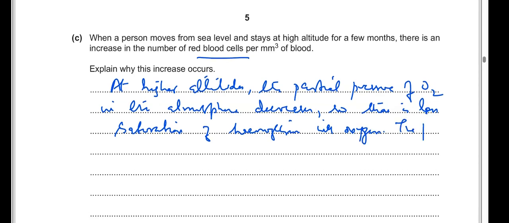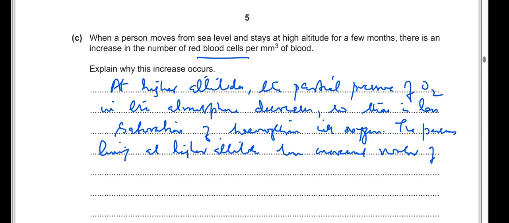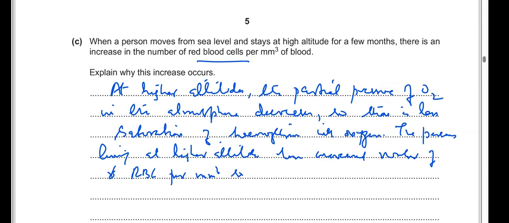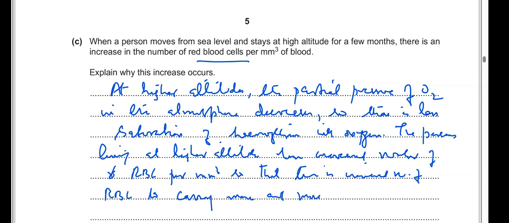The persons living at higher altitudes have an increased number of red blood cells per cubic millimeter, so that there is an increased number of red blood cells to carry more and more oxygen. So it will make up for the oxygen deficiency in the person.